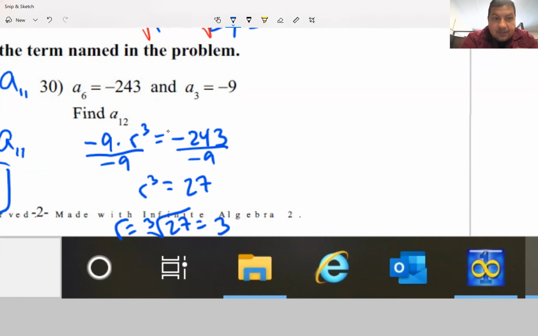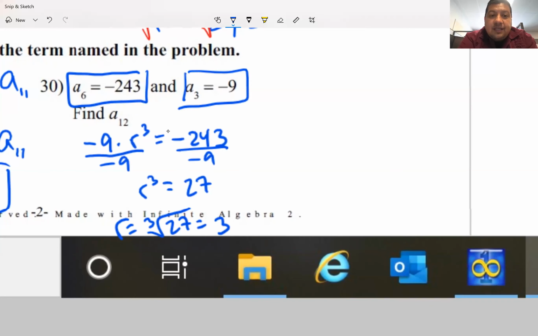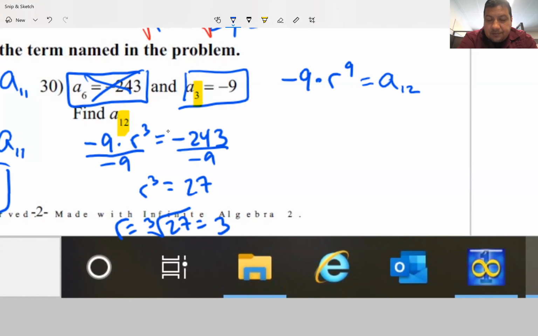Now I'm going to use it. I can use the 6th number on the list, or I could use the 3rd number from the list. It doesn't matter which one. Just to choose one, I'm going to choose my smaller number because it's a little bit easier to deal with. So I'm going to say negative 9 times r to the 9th. Remember, I'm looking at my subscripts, 12 and 3. I subtract those values to come up with the exponent of my ratio. And this is a sub 12. This is the number that I'm looking for.